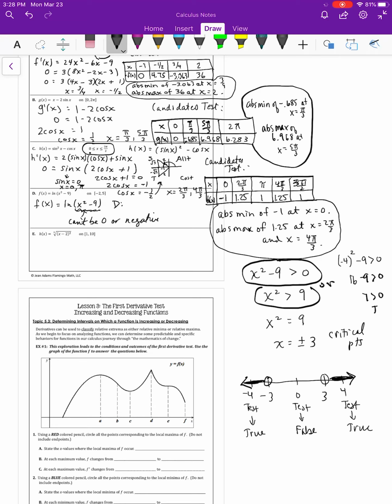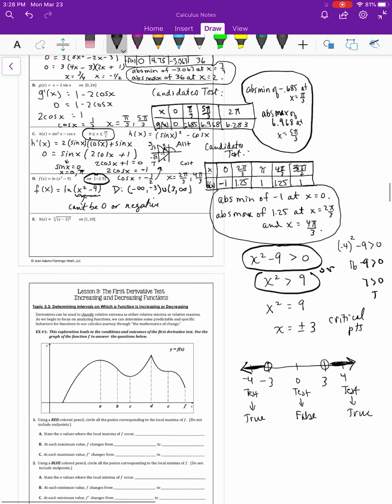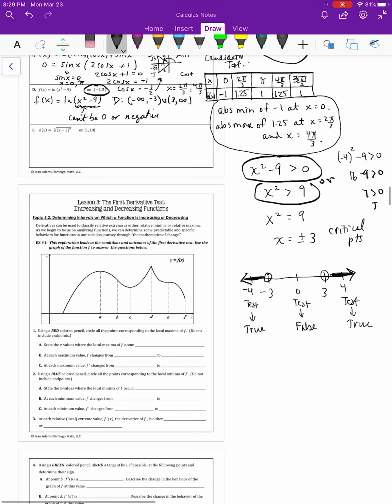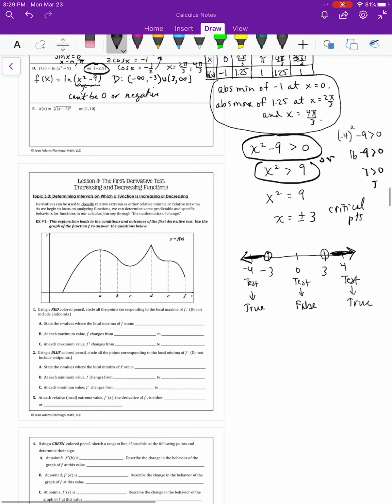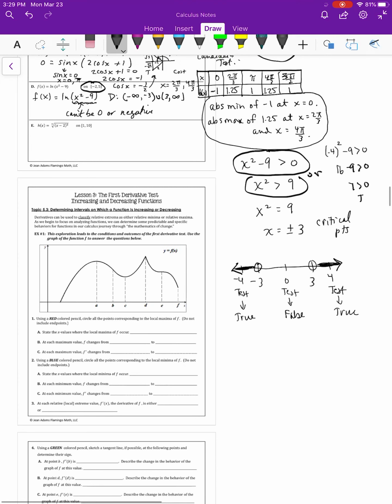So you can see that your domain for this function in letter D is -infinity to -3 union 3 to infinity. That is your domain. So you don't even have any type of a function in between -3 and 3. There's nothing there. So therefore, if I'm looking on the interval from -2 to 5, I know I have a huge problem. I do not have continuity there. This is not going to work.